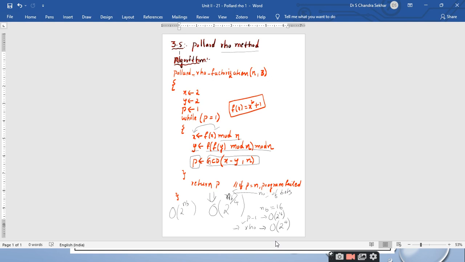So this is how you need to understand. There are different factorization methods, and out of these, what are the complexities we have? What is the complexity for the trial division factorization method?